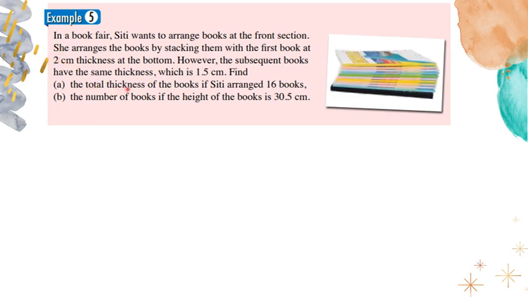Find the total thickness of the book if Siti arranged 16 books. And for B, the number of books, which is n, find if the height of the books is given 30.5 cm. So you have to understand the situation and how we want to substitute the information into the formula of arithmetic progression. So this is the formula.